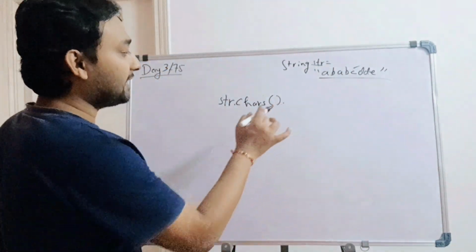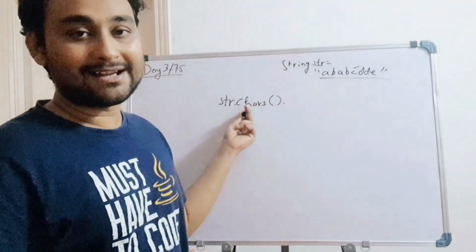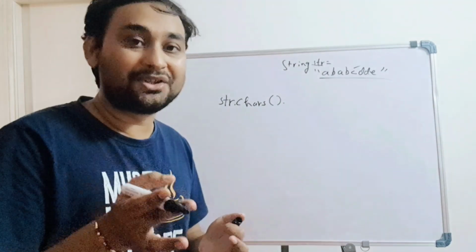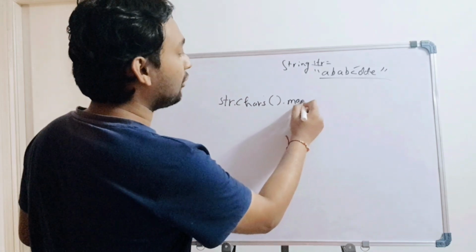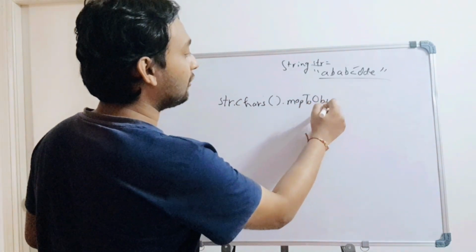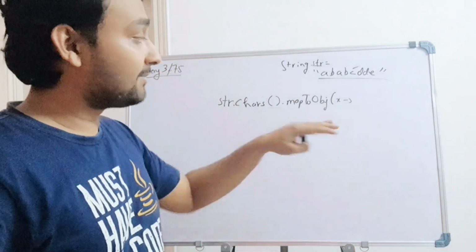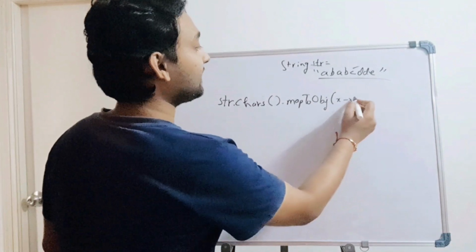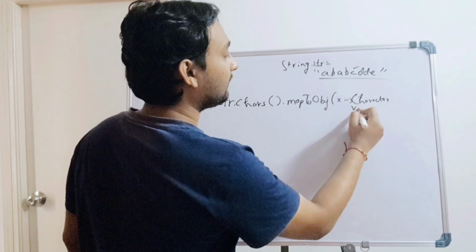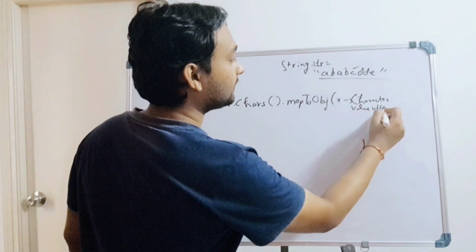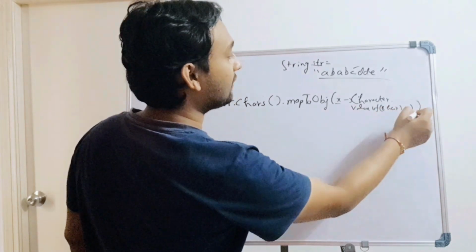Then after that, what do we have to do? We need to do mapToObj, because it's again chars. We need to convert it into an object stream type so that we can collect it. So we will make use of mapToObj, and within that it will accept a functional interface type, which means we need a lambda function here. So x gives, we will be using Character dot valueOf, char of x. We are doing downcasting here.